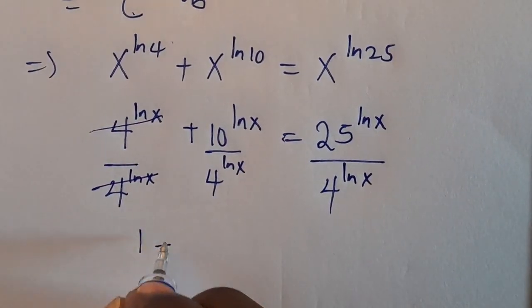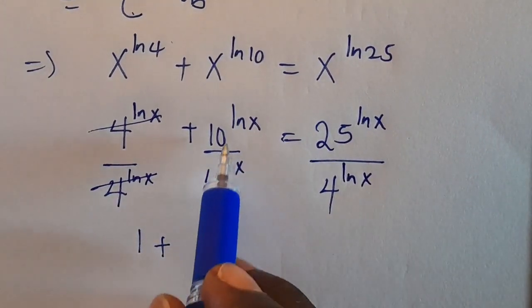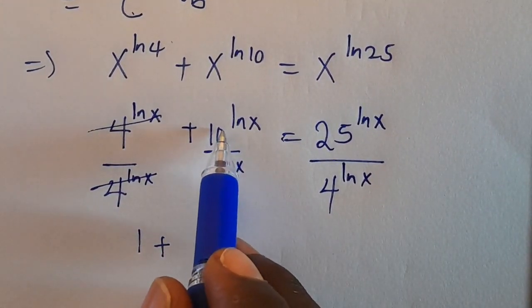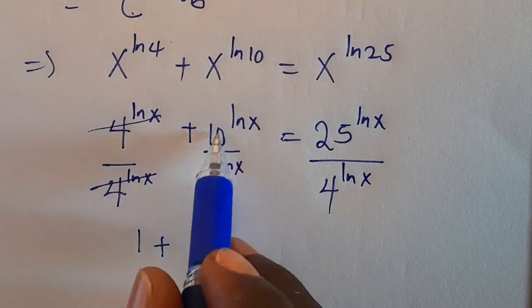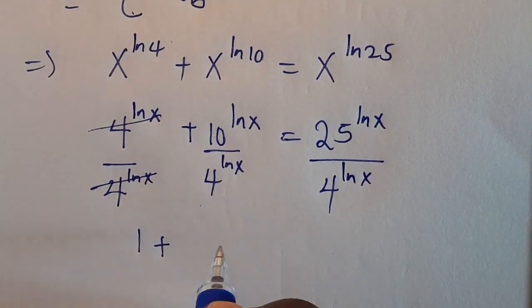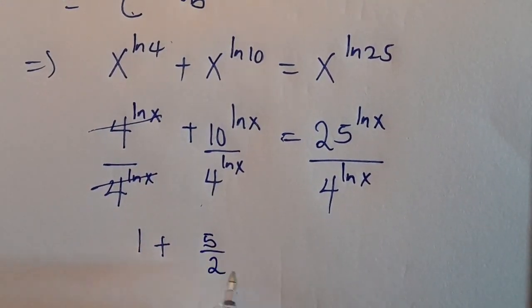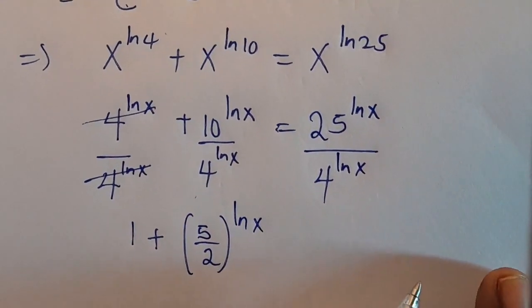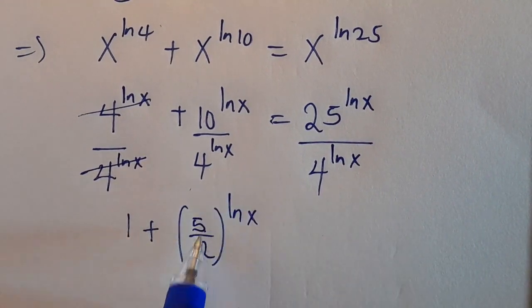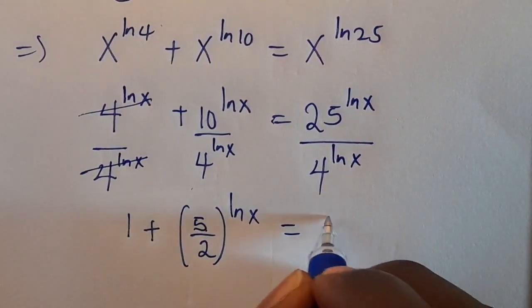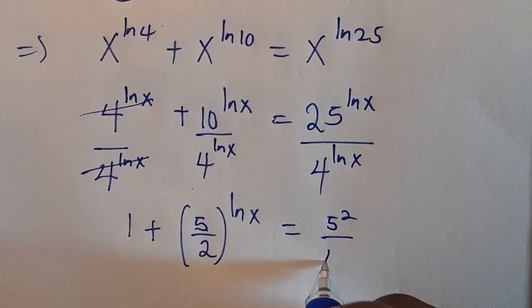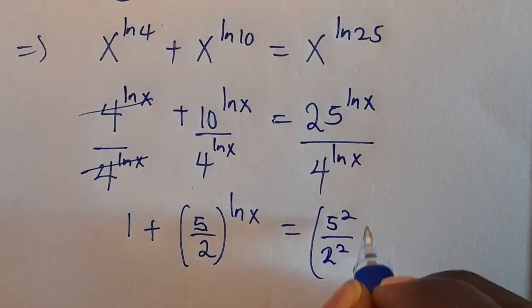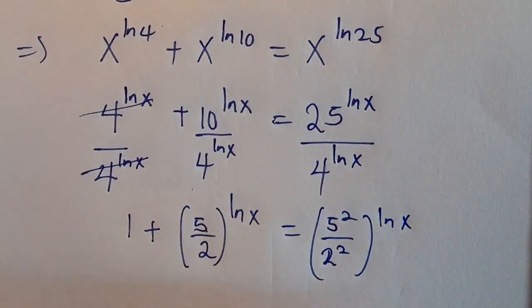We have here 1 plus, we can have this as 5 over 2, since 2 goes into 10 five times, and 2 goes into 4 two times, so we can have it to be 5 divided by 2, then all to the power of ln x. This expression we can have as this, then equals 5 to the power of 2 over 2 to the power of 2, then all to the power of ln x.